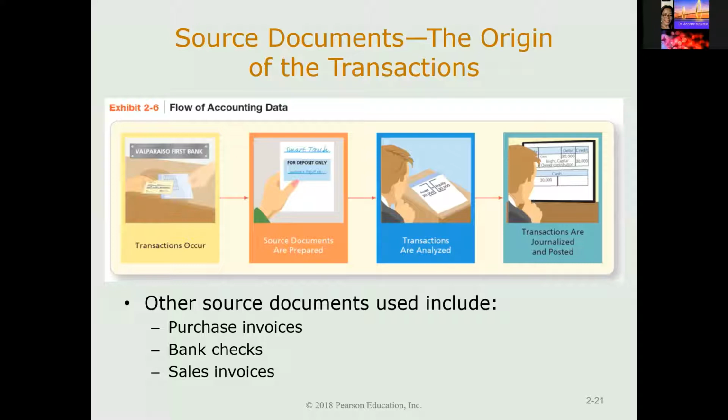Some of the source documents include purchase invoices, which are documents that tell the business how much and when to pay a vendor for the purchase on account, such as office supplies or equipment. Another source document is bank checks, which are documents that illustrate the amount and the date of the cash payment. Another example is sale invoices. They're documents provided to the clients when a business sells services or goods. They tell the business how much revenue to record.